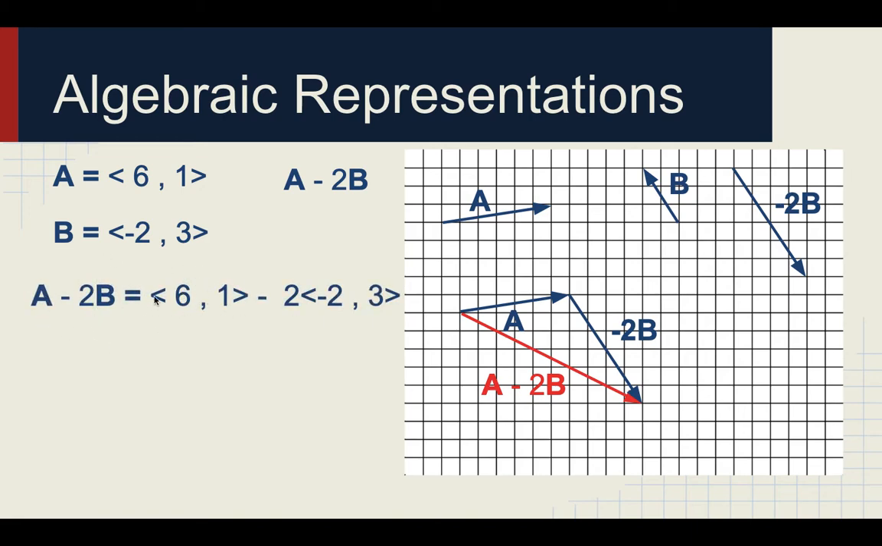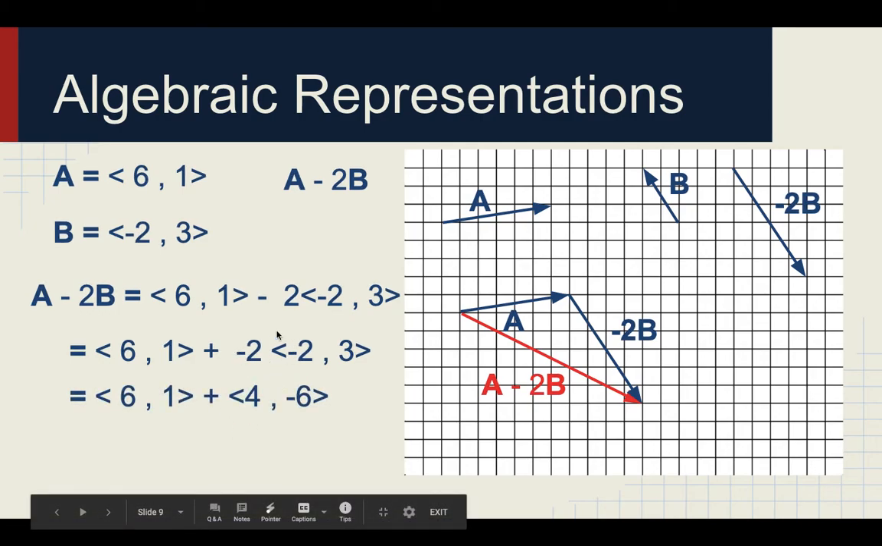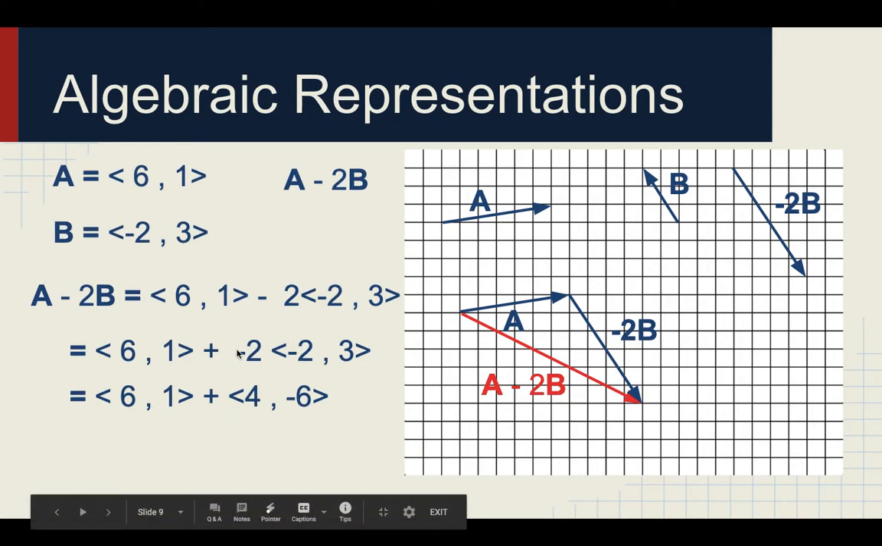Now let's do it algebraically. So a is 6 comma 1. Here we've got negative 2 times, this is b right here, negative 2 comma 3. First thing, I'm going to distribute the negative 2 through here, right? We're basically scaling the vector, so each of these is going to get twice as big, and the directions are going to change. That negative sign comes through. So negative 2 times negative 2 gives me 4, and negative 2 times 3 gives me negative 6.